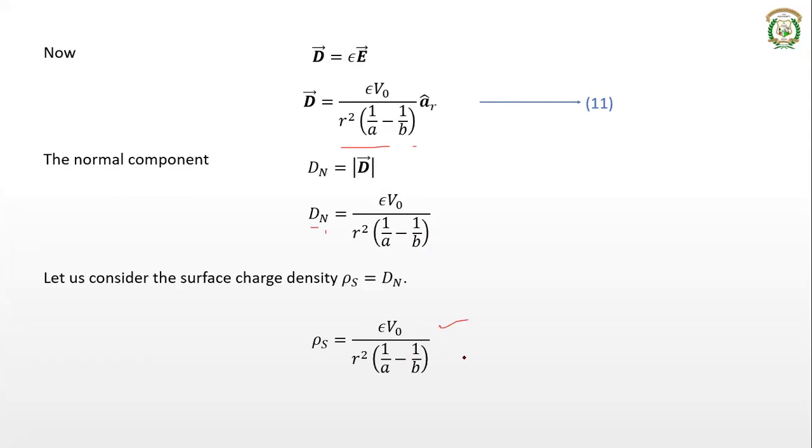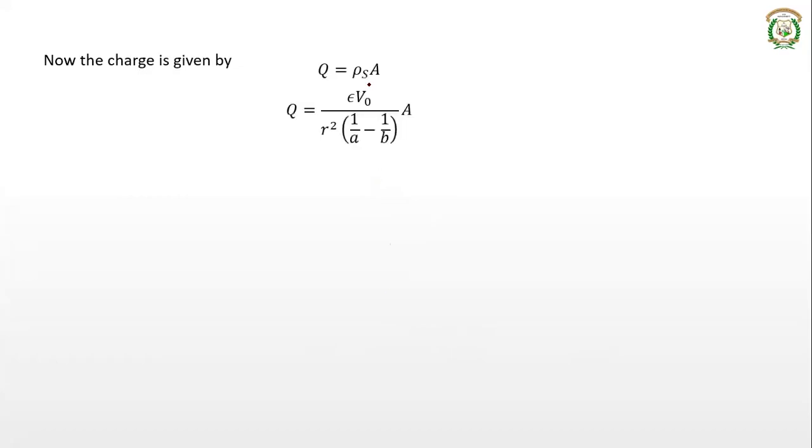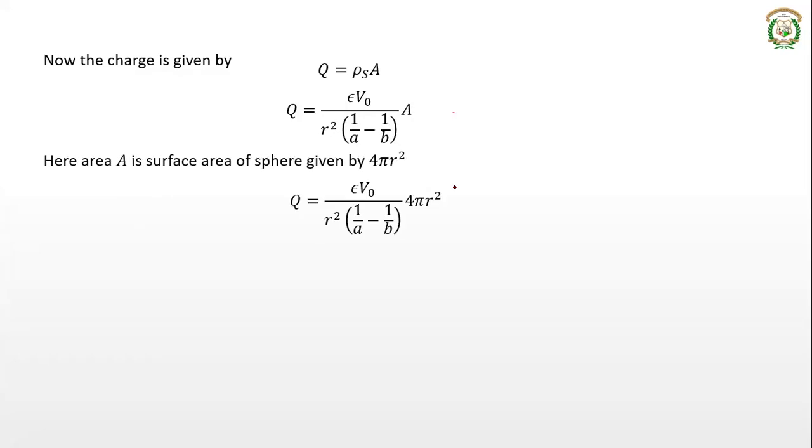Now, what is the charge? Charge is rho s into A, that is rho s multiplied by area A. Area here is the surface area of a sphere, which is 4 pi r square. So just substitute it here. R square is common, it gets cancelled. What remains is 4 pi epsilon V naught divided by (1 by A minus 1 by B). This is the charge Q.